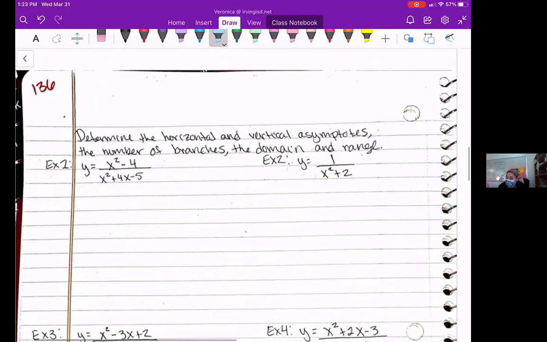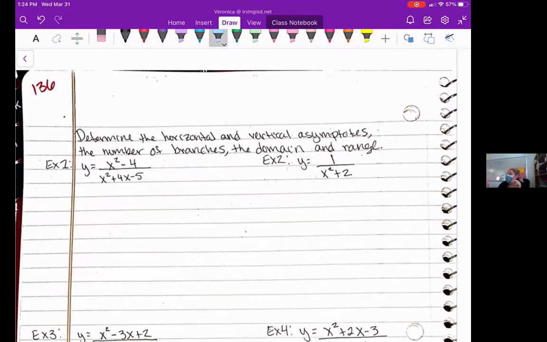so example 1. Now, determine the horizontal and vertical asymptotes, the number of branches, the domain and range, and we're also going to find the holes, but I accidentally left that out, okay? So for example 1, again, you can kind of sort of find these features in whatever order you want. The only one that is very particular is holes and vertical asymptotes. If you're going to find your vertical asymptotes, you have to find the holes first. Those are the only two that have to go together.